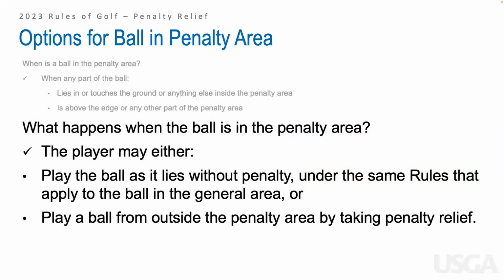So what happens when our ball is in the penalty area? You can play it as it lies, no penalty, no problem. Say maybe it's on a really nice piece of grass there, but it's still within that line. Not a problem. Like you saw that player in the video, you could take practice swings and you're good to go. Or you can play the ball from outside by taking your penalty relief.